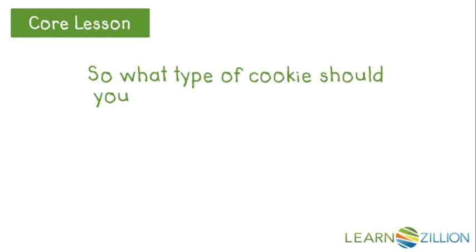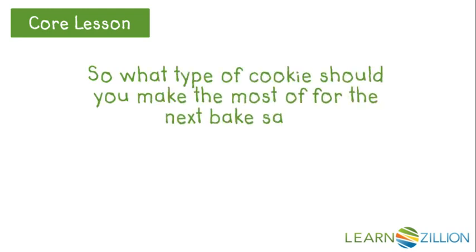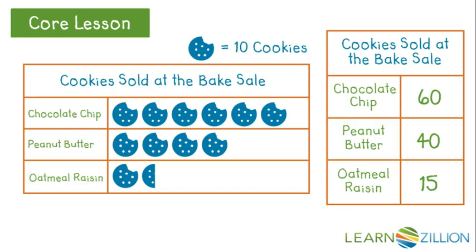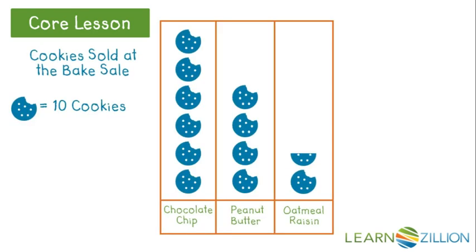So what type of cookie should you make the most of for the next bake sale? It is easy to see that the most popular cookie sold was the chocolate chip cookie, because it has the most pictures next to that category. It's important to remember that the pictures on a graph can be vertical or horizontal. Let's show the same data on a graph with the pictures going up vertically. Once again, it's easy to see that the most popular cookie sold was the chocolate chip cookie.